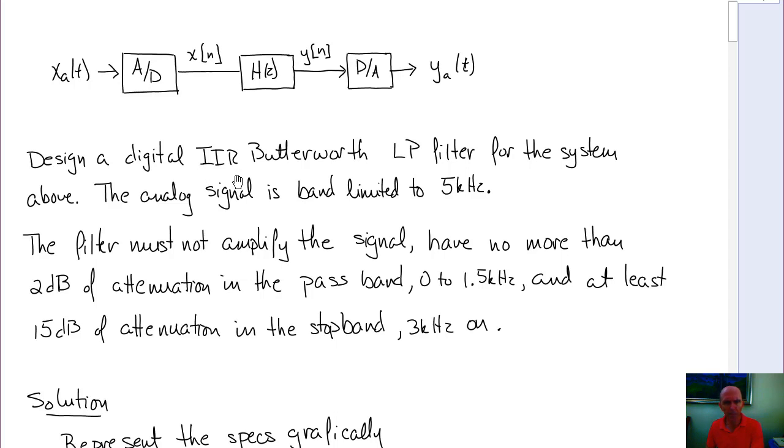Let's say we're going to design a Butterworth low-pass filter. The analog signal is band limited to 5 kilohertz. And it says the filter must not amplify the signal, have no more than 2 dB of attenuation in the pass band, which is going to be from 0 to 1.5 kilohertz, and at least 15 dB attenuation in the stop band, which is from 3 kilohertz on.